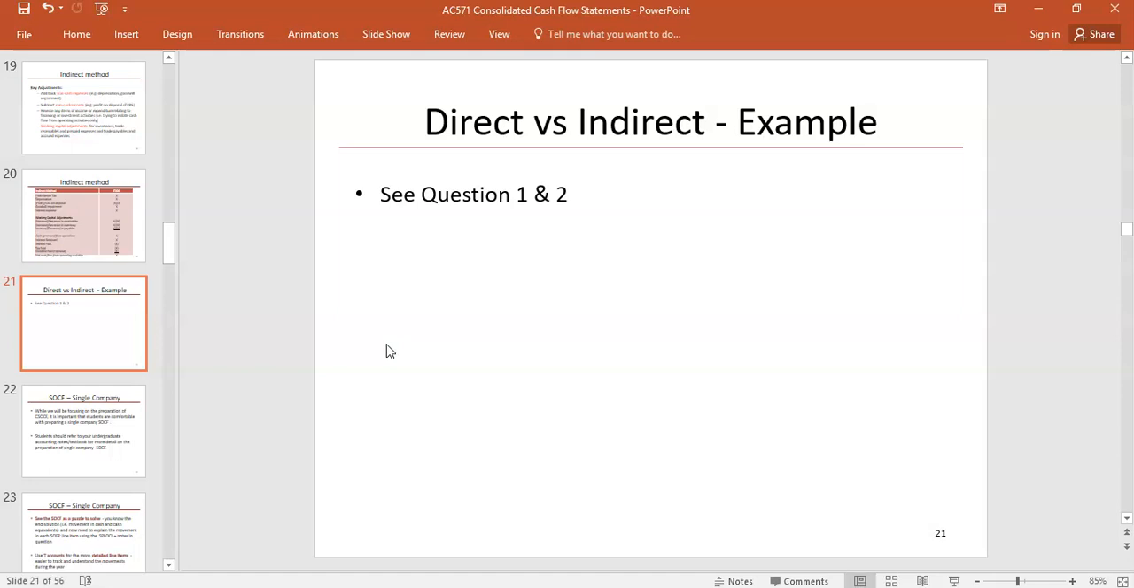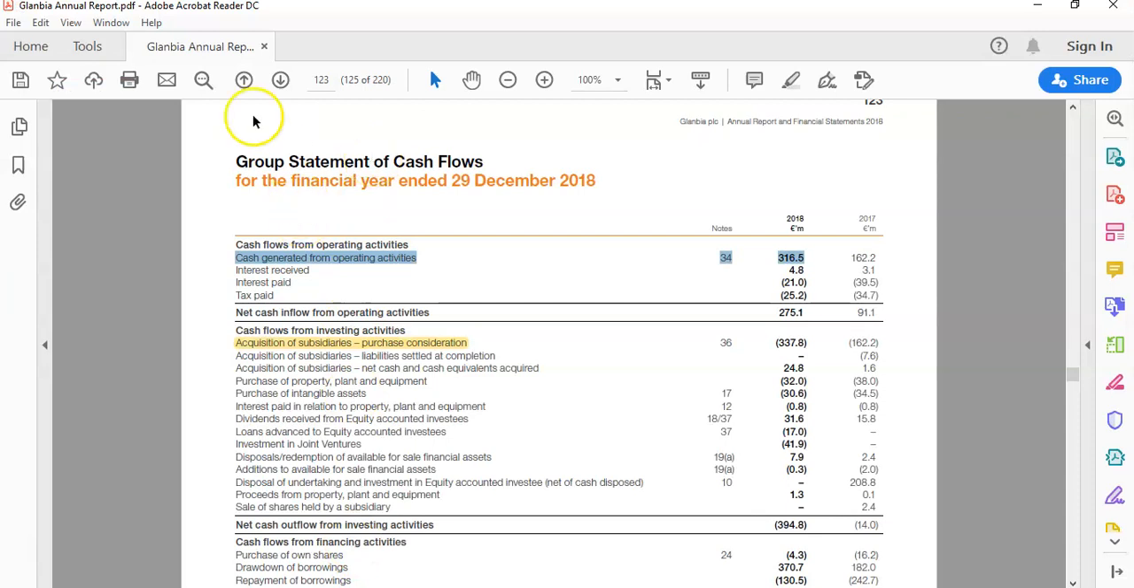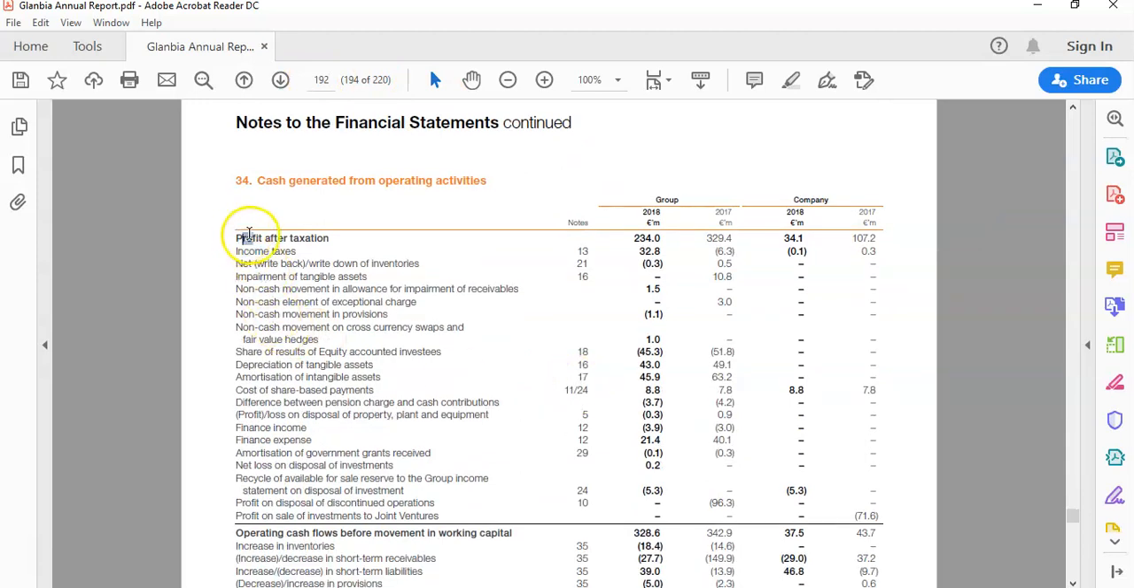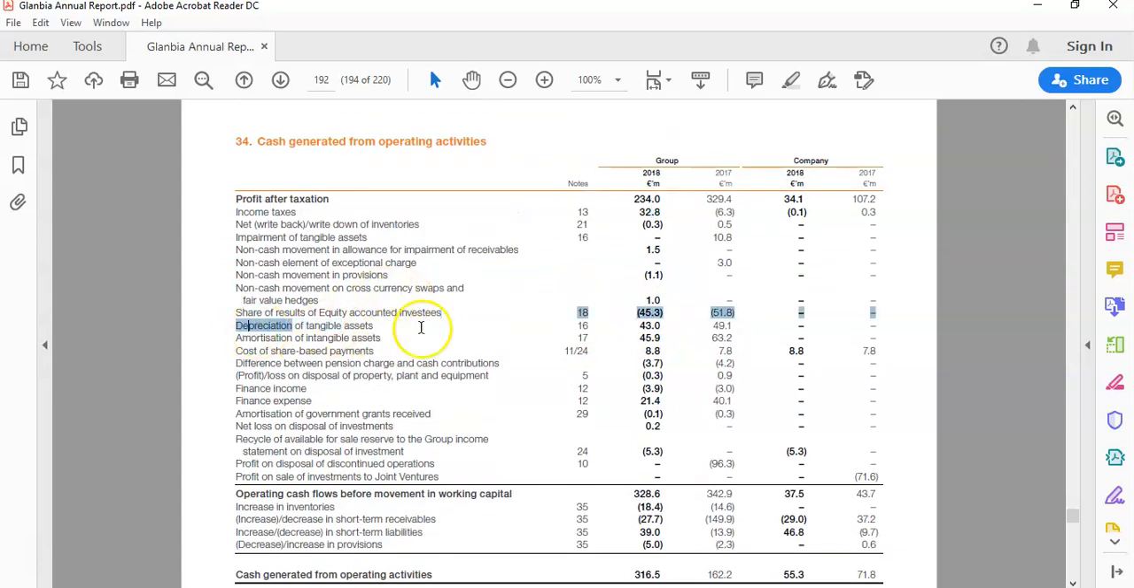And what you should also look at is in your Glanbia report, they said cash generated from operating activities was, note 34, 316.5. And if you go to note 34, they start with profit after tax. They add back certain items. So they add back depreciation. They add back amortization. They add back, watch here, they add back finance expense and they add back income tax expense. The reason they do that is the amount of finance costs and the amount of income tax in the P&L, they are expenses. They're not necessarily cash flow.